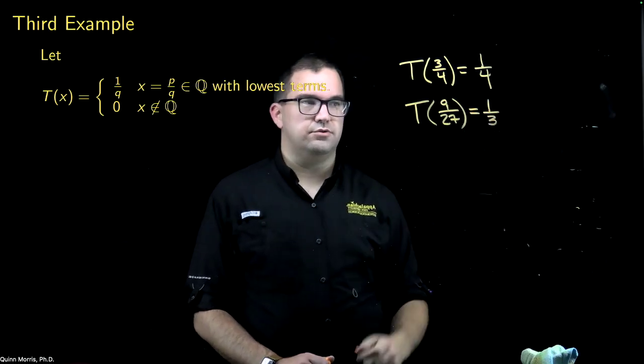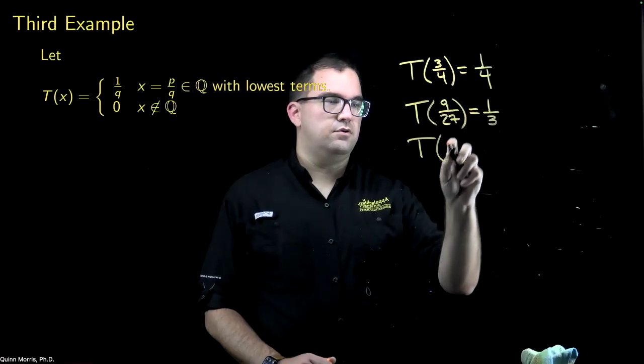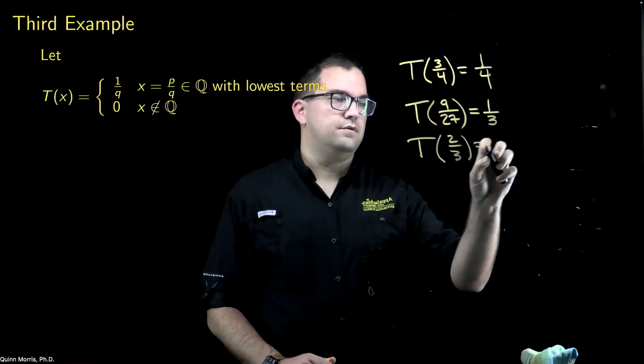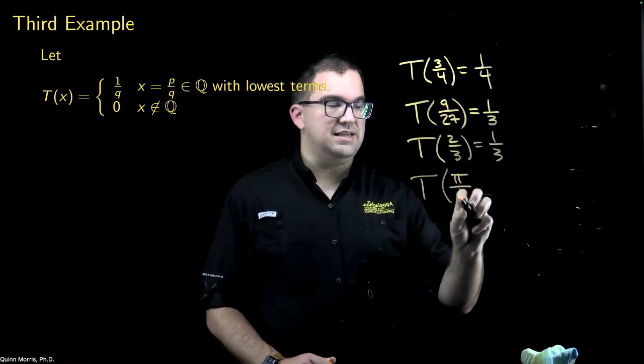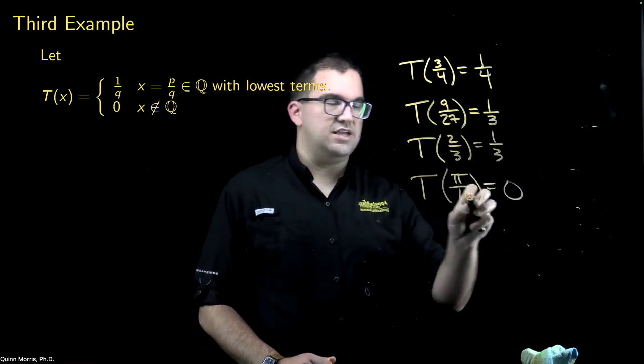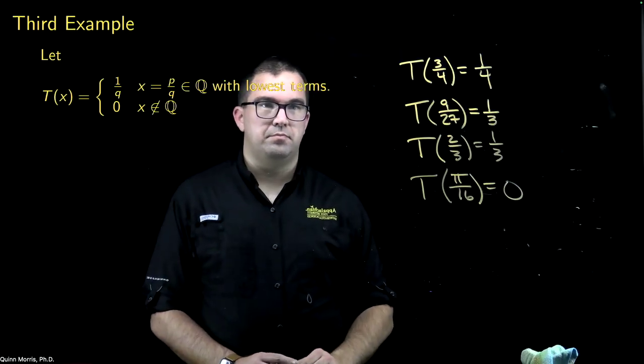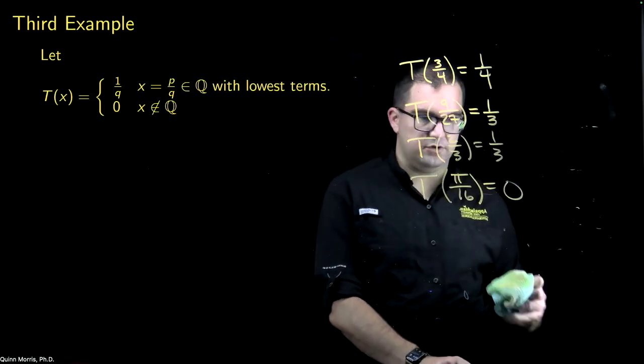The denominator is 3. It's just going to return that. If I had t of 2/3, that would be 1/3. If I had t of pi over 16, well, that's irrational, so it's going to be 0. Okay, so this is sort of how this function works.